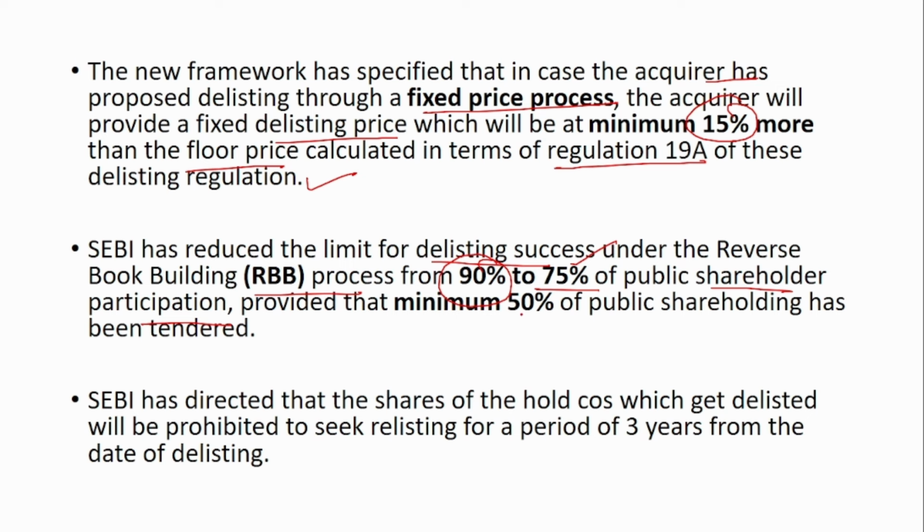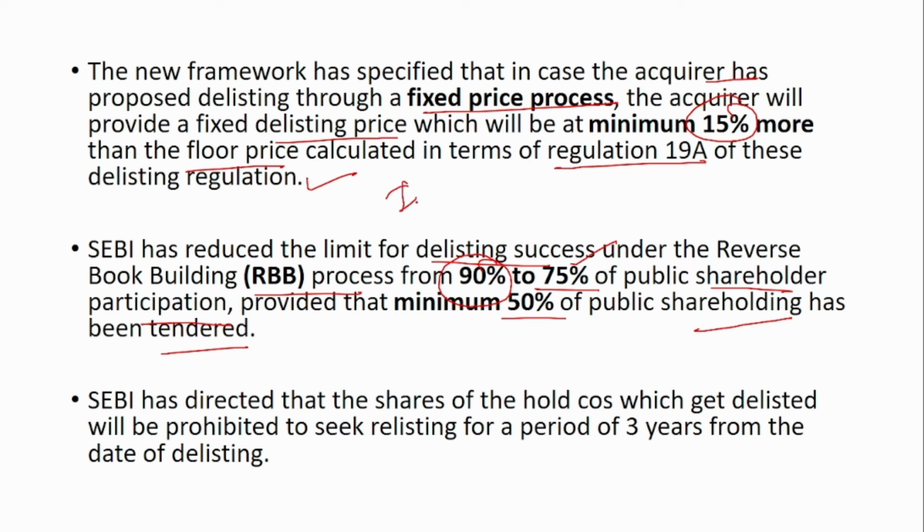And also minimum 50% of the public shareholding has been tendered, which means at least 50% of the public shareholding, that is the 50% of the public shareholders, they should accept the offer given by the company, or they should be willing to sell their shares to the company. Only in that case, this will be a valid one.